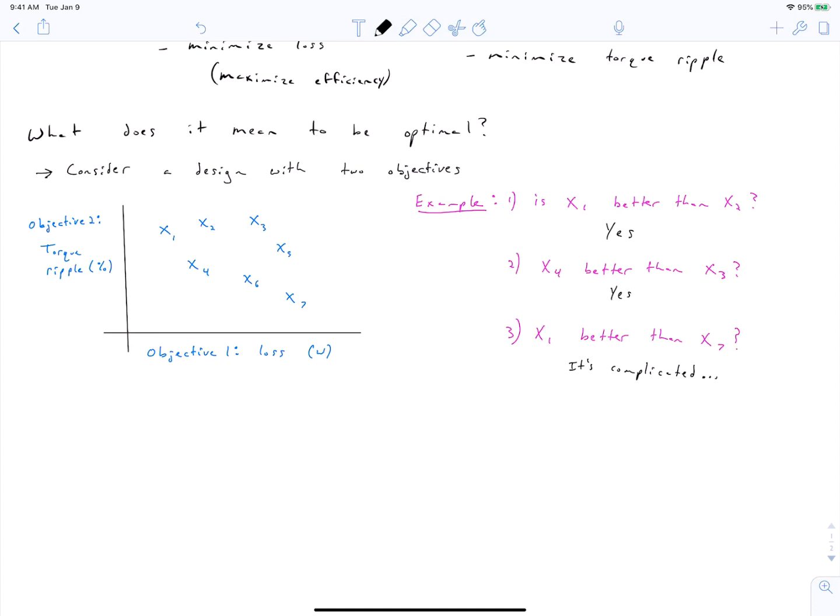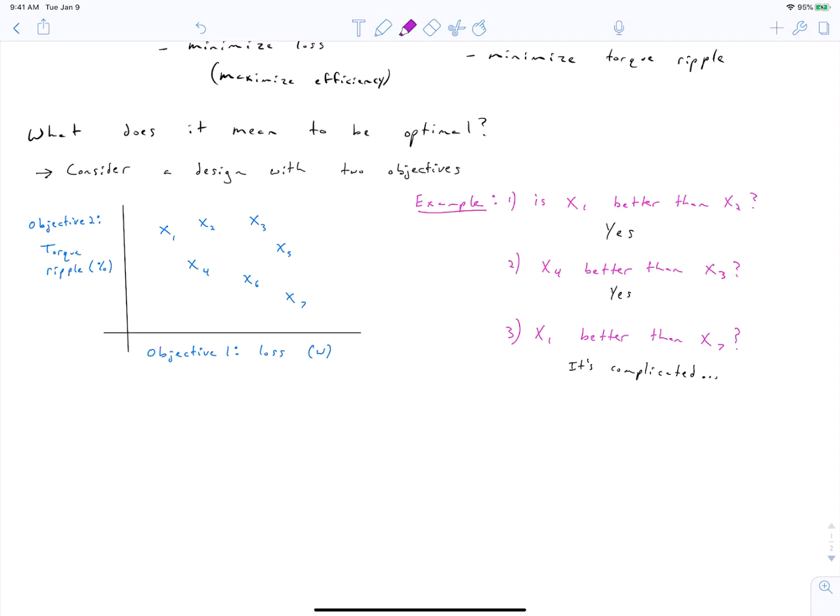And how much did you really care about torque ripple? Maybe if you look at this batch of designs, you'd say that X4 is pretty good because we've minimized our loss some while only slightly increasing our torque ripple. Or maybe you're firmly in the camp that X7 is better because you really care about torque ripple and loss isn't that big of a deal.